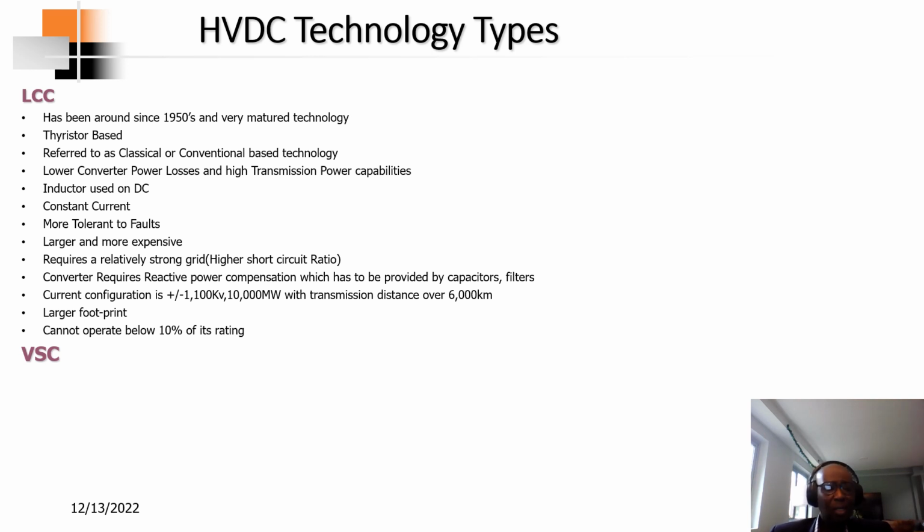Now let's pivot to voltage source converters. Voltage source converters are IGBT based. And what is IGBT? What does it mean? Insulated gate bipolar transistor. It is self-commutating. That is, it can turn on and off through control action by itself.